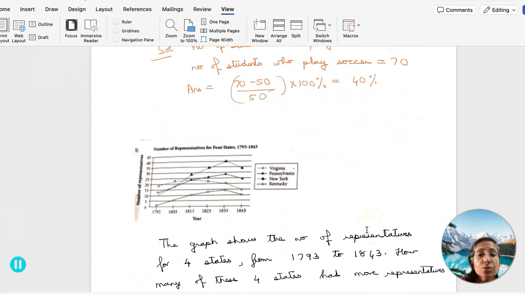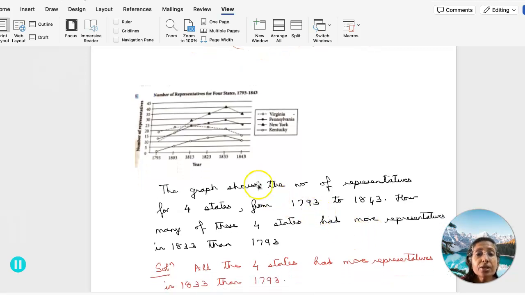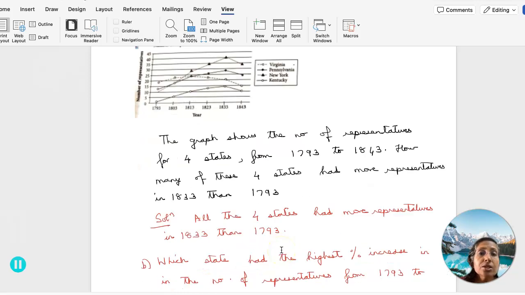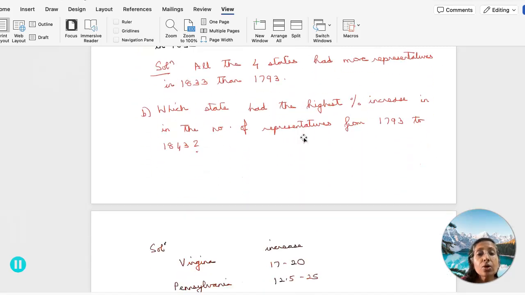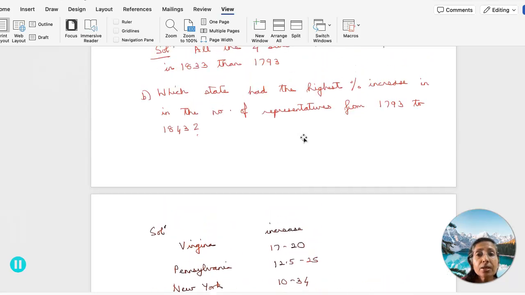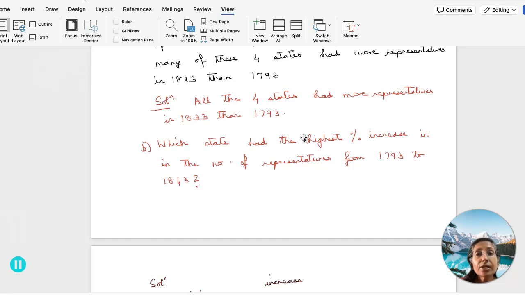There's another graph here which shows the number of representatives for 4 states from 1793 to 1843, and you have 4 states, Virginia, Pennsylvania, New York and Kentucky, which are shown by these graphs. So how many of these 4 states had more representation in 1833 than 1793? You can see that Virginia has more representation in 1833. Then New York also has more representation in 1833. Then Pennsylvania has more representation. Even Virginia has slightly more representation in 1833. So we can see that all the 4 states had more representation in 1833 than 1793.